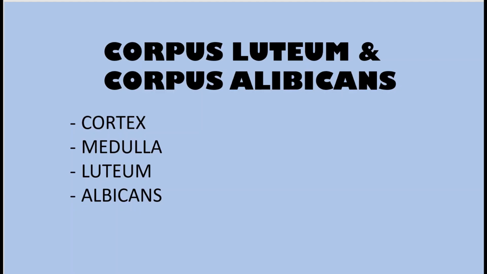to the corpus luteum and the corpus albicans. In the lab manual, this was like 2 different pages, but for the sake of our time, I just put them together into one slide. So we're going to be identifying the luteum and the albicans along with each of their cortex and medullas. Okay?